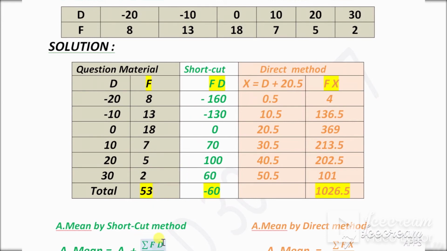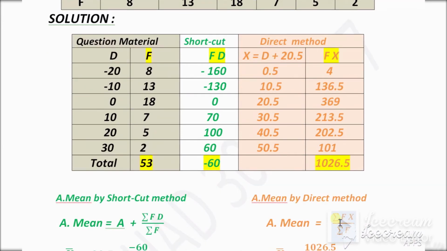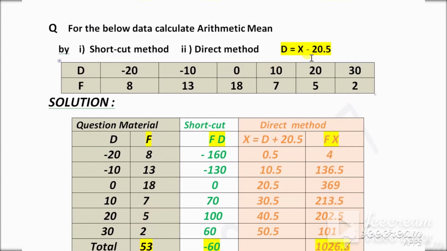Now summation fd means the total of fd. So the total of fd is negative 60. Now for the direct method, the formula is summation fx divided by summation f. So first find x. How to find x when d is given in the question? Here d is given in the question. So how do we find this x?